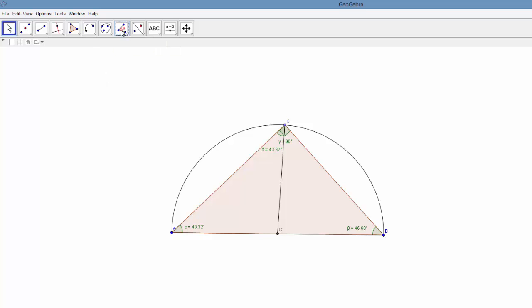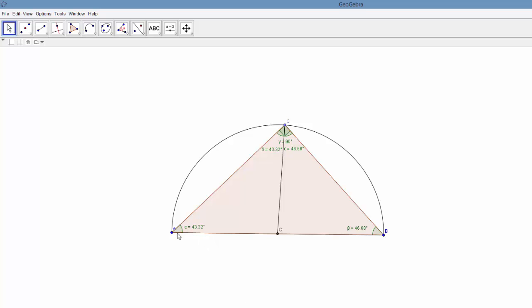So we can do the same thing with the other triangle, and get that angle. And since that triangle is also isosceles, the opposite angles to the equal sides are going to be equal as well. So now what can we do?